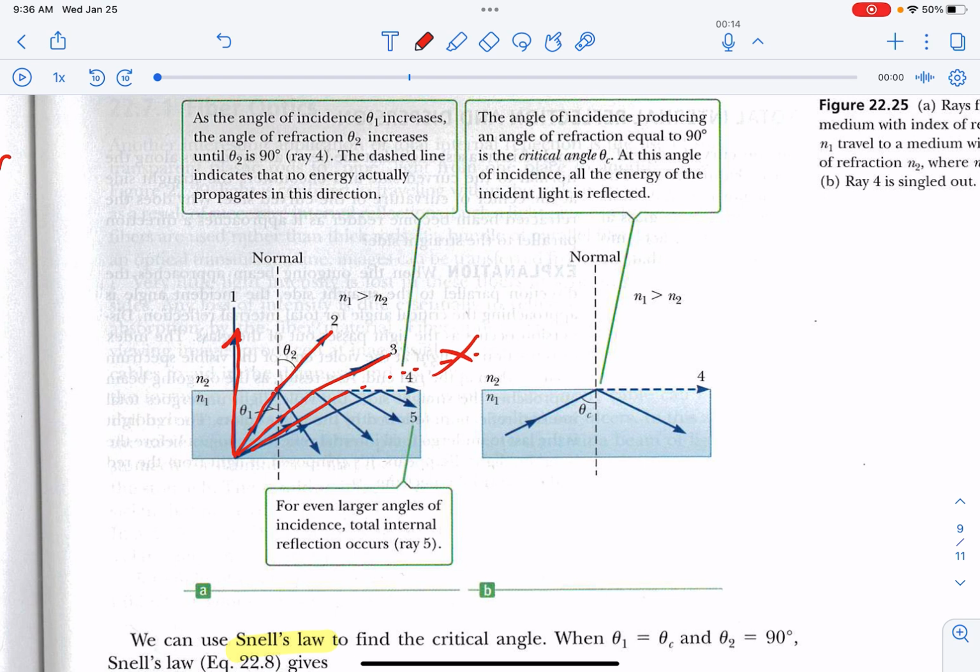Instead, it is internally reflected. All of it's internally reflected. Instead of some internally reflected, some refracted, now all of it is internally reflected from here on. And that is the critical angle. At that angle, all the light is internally reflected.